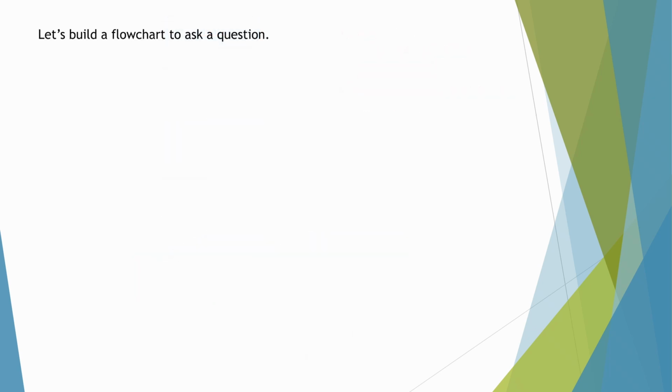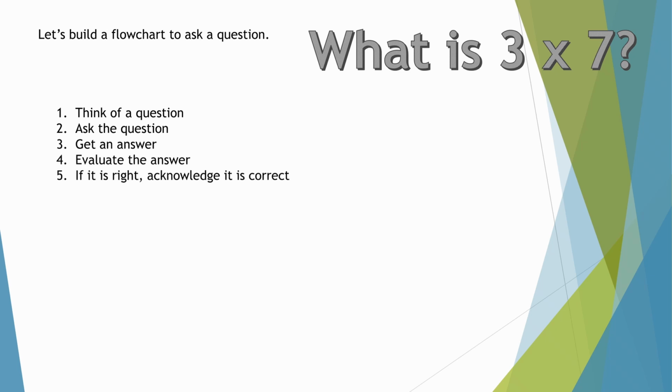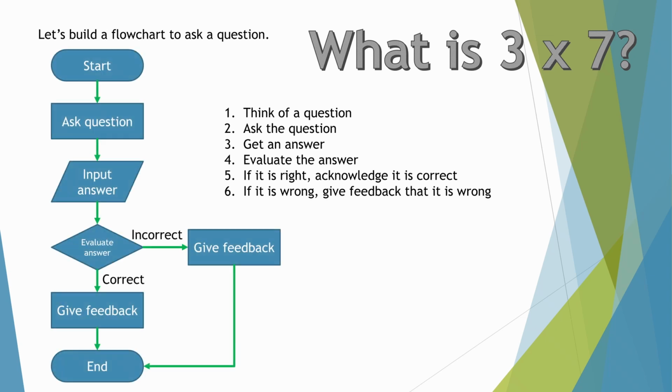Now let's use a flowchart for a different task, asking a question. For example, let's ask a math question like, what is 3 times 7? The steps are simple. Think of a question, ask it, get an answer, evaluate the answer, and provide feedback. If the answer is correct, we celebrate. If it's wrong, we offer a hint or some encouragement. Let's see how this process looks in a flowchart.